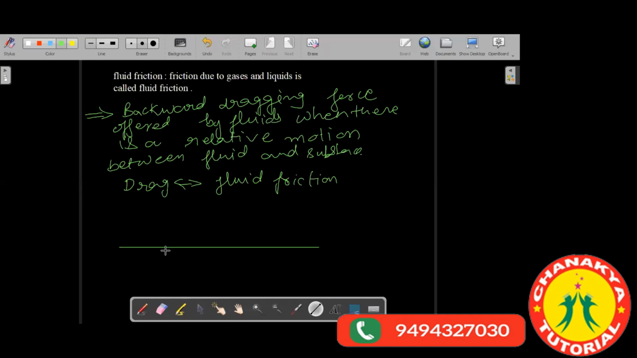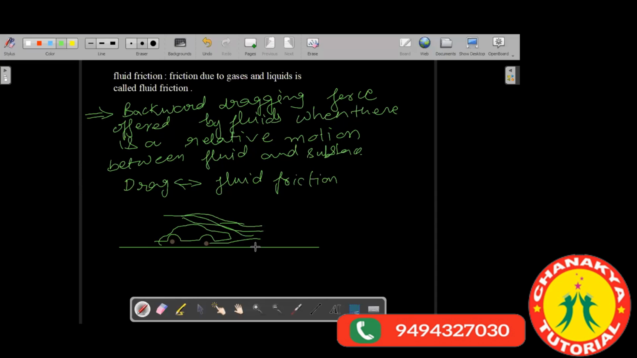So suppose you are driving your vehicle over here on the road. When the vehicle starts to move, it has to move through air. So the layers of air do not allow the vehicle to move ahead. The vehicle has to cut through the layers of air and then move. In this way, air offers a friction which we call fluid friction, the backward dragging force by the air.